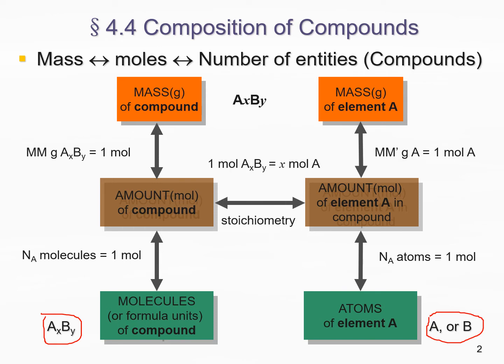So here I just want you to realize where this x comes from. X comes from the subscript of this constituent element. Of course, you can also say 1 mole of AxBy equals y moles of B if you want to, or if you want to emphasize the other side, instead of A, it could be the constituent element B. But nevertheless, I want you to realize this H-shape solution map is also applied to the compounds with regard to their constituent elements.